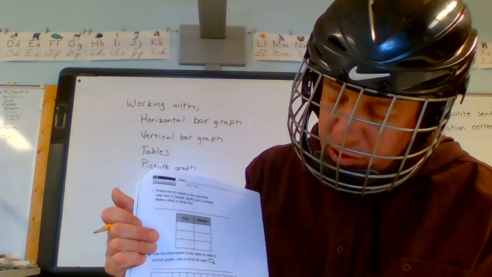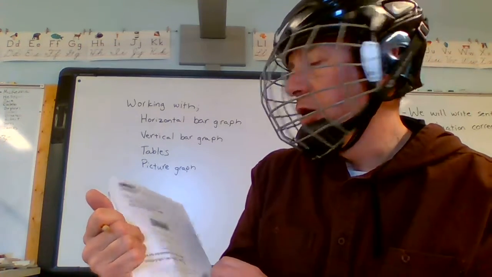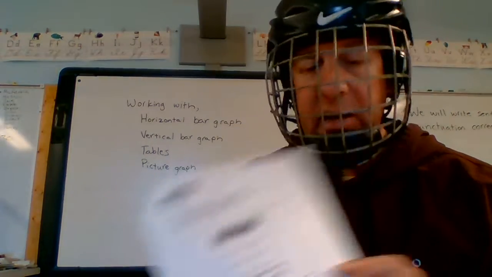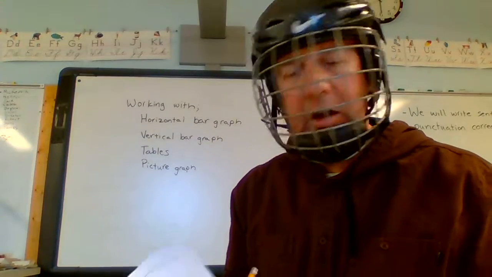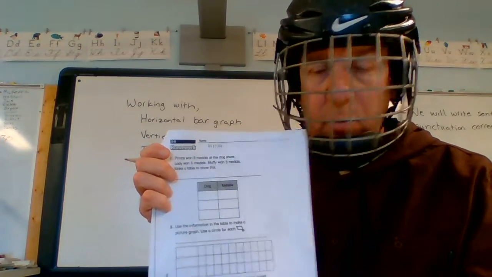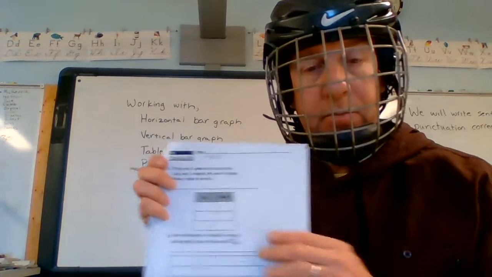You put your dogs' names down here, and 1, 2, 3, all the way up to at least 8. You could go to 10, however many lines it allows. So go ahead and do that, and then I would like to see your beautiful artwork. Over here is just a horizontal bar graph. Up here is a picture graph.